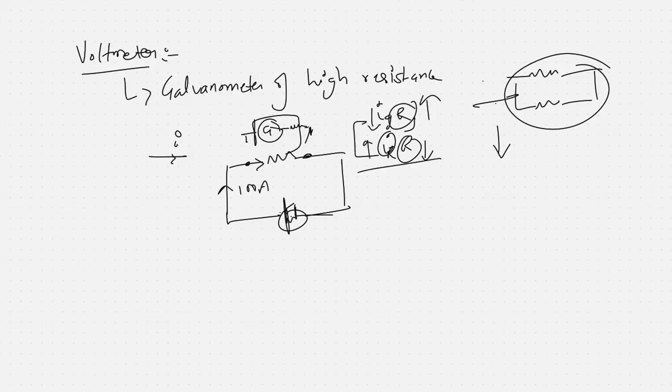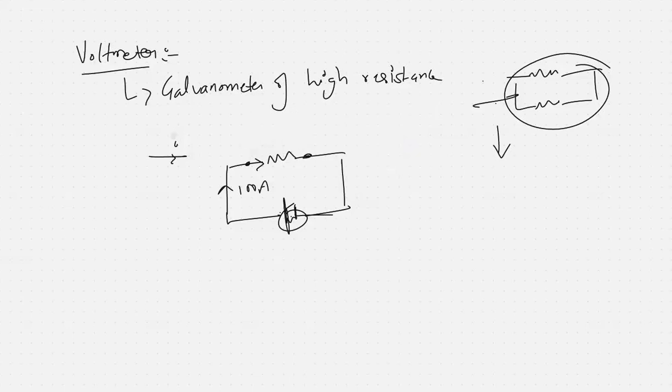So if you keep your resistance very high, what will happen? The majority of the current is going to get passed through this branch itself, and a very small amount of current is going to get passed from here. Now you can call this voltage.